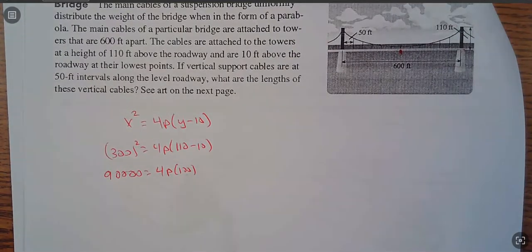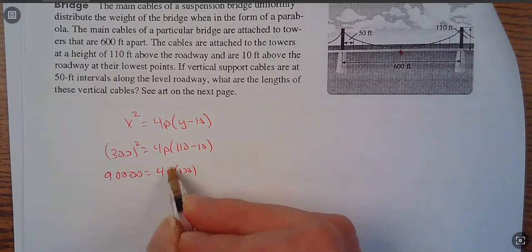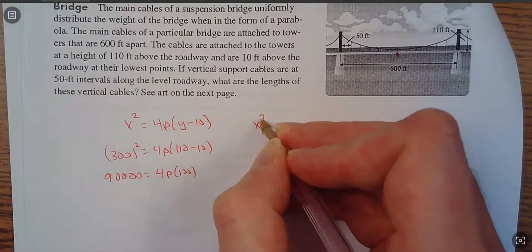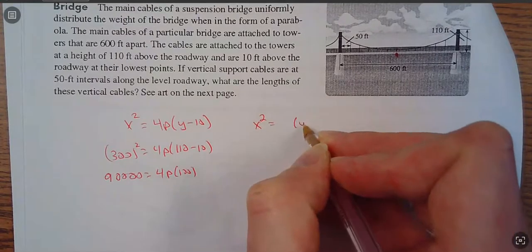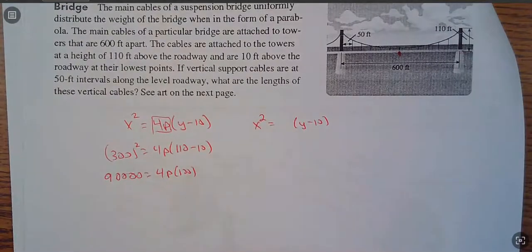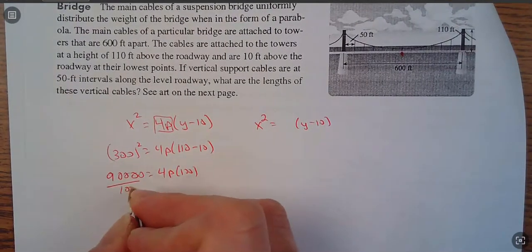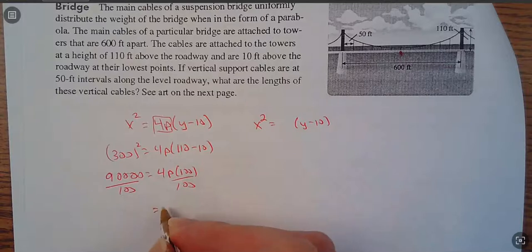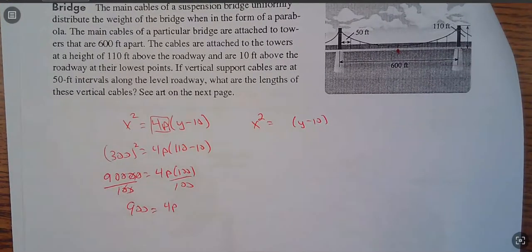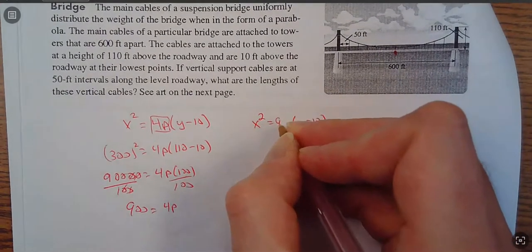And what I really want to do is find out what 4p is. I don't even need to know what p is, I just want to know what 4p is, because I want to know what to plug in. Because my equation is going to be some number times y minus 10. I want to find out what occupies this spot. So I'm actually going to solve for 4p by dividing by 100. So 4p is going to equal 900. So that means I'm going to put 900 in this place.